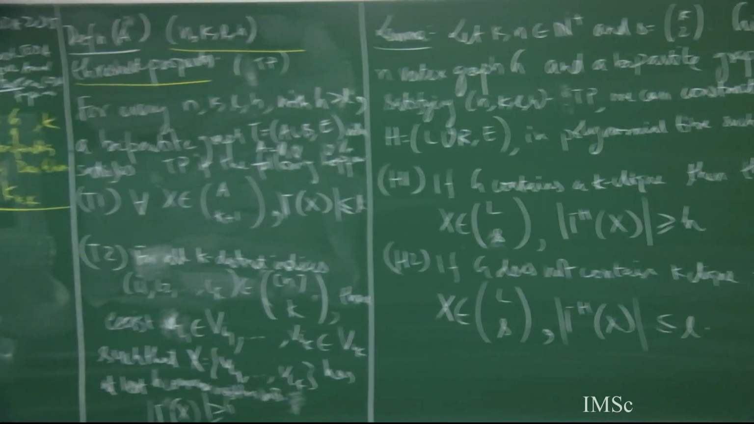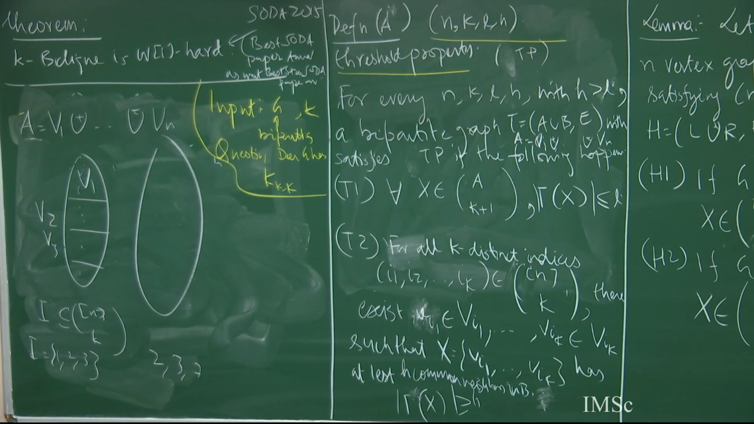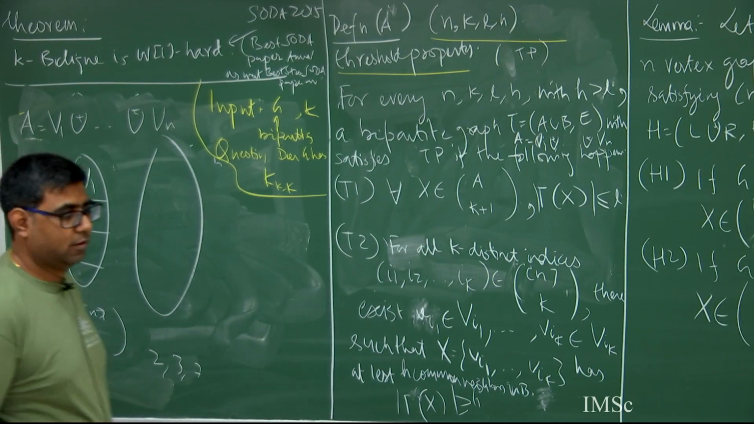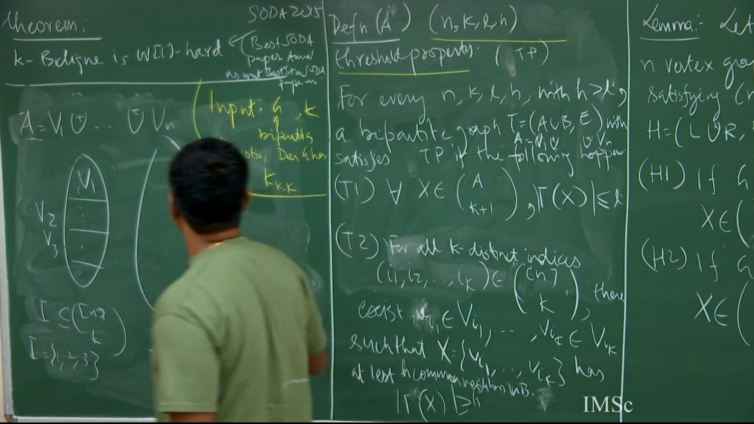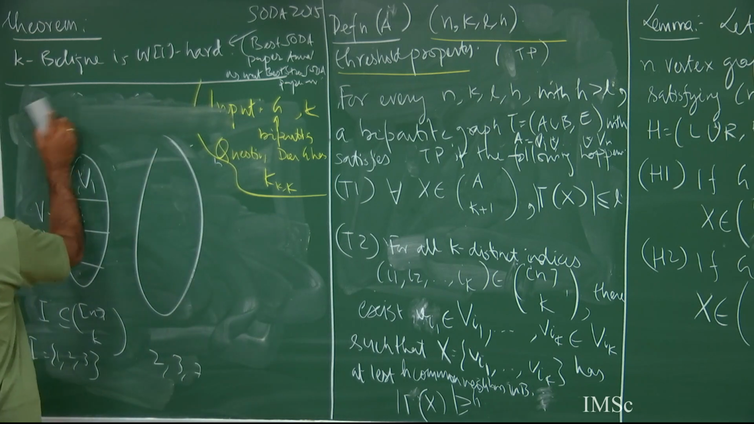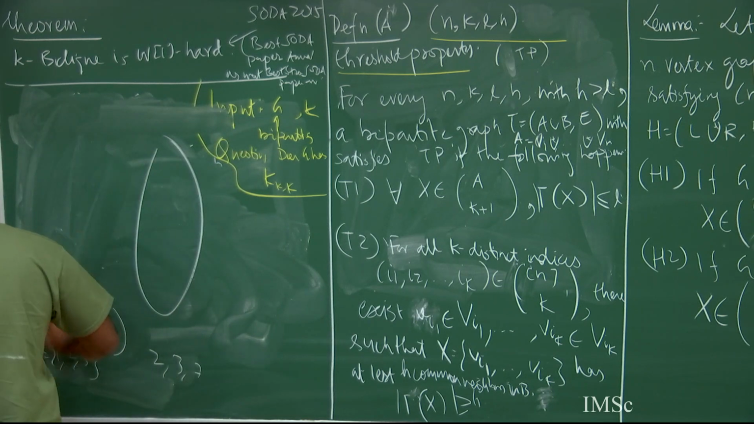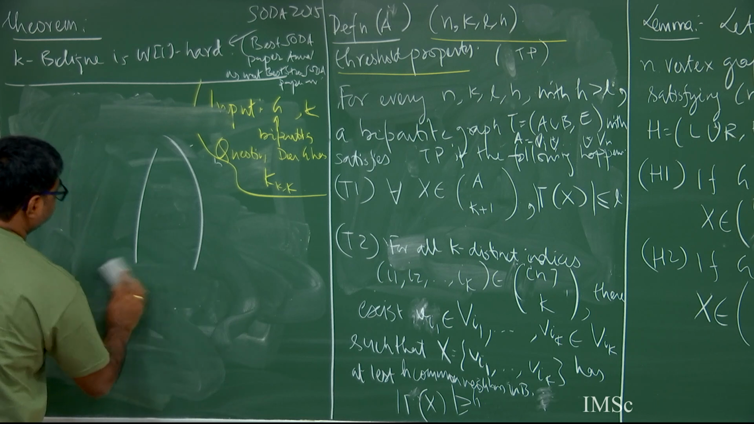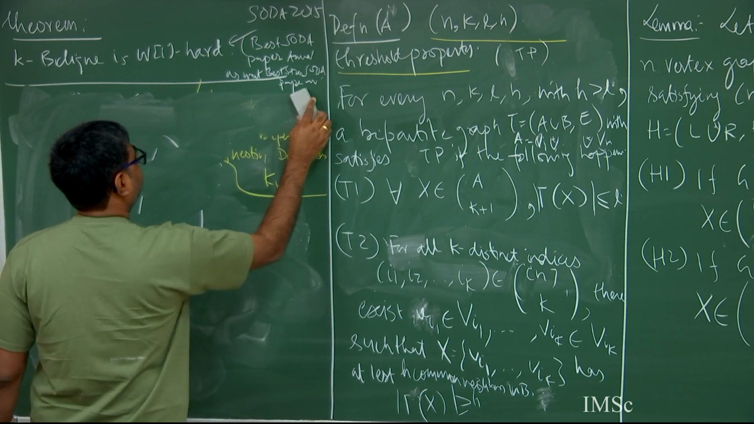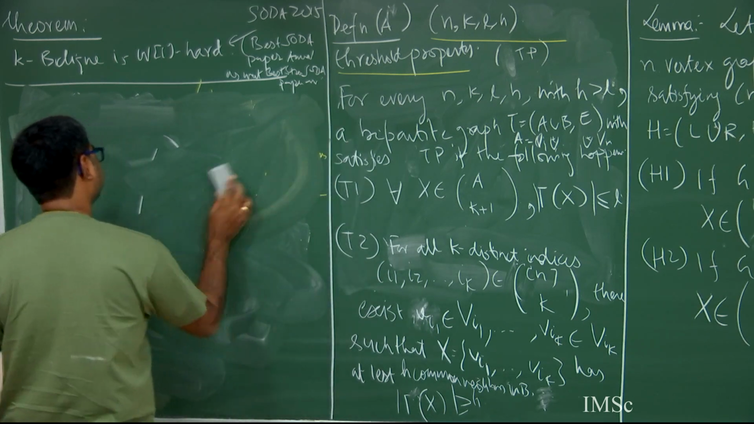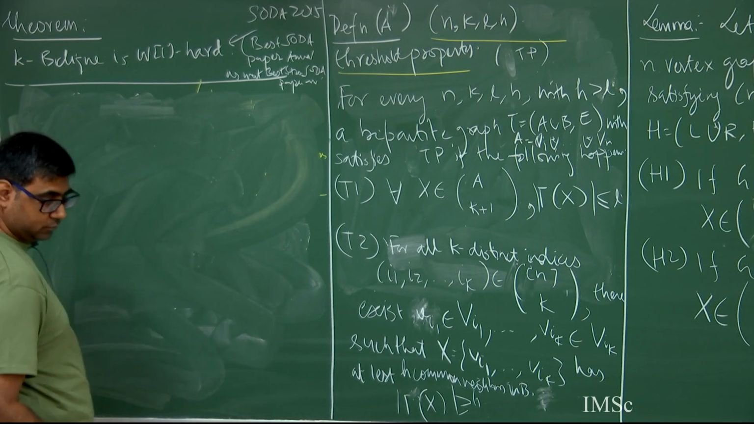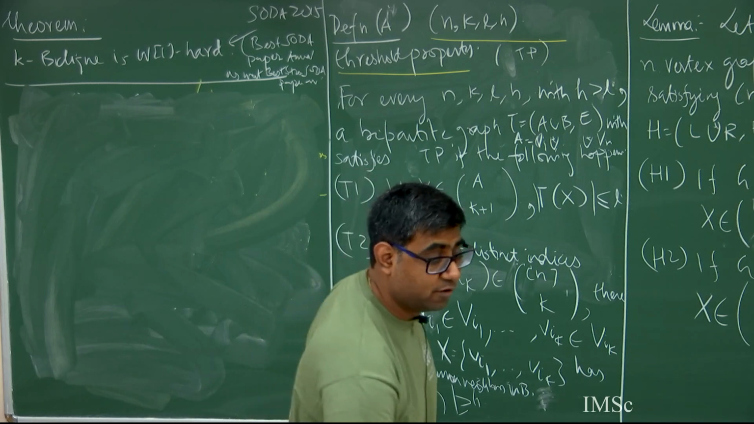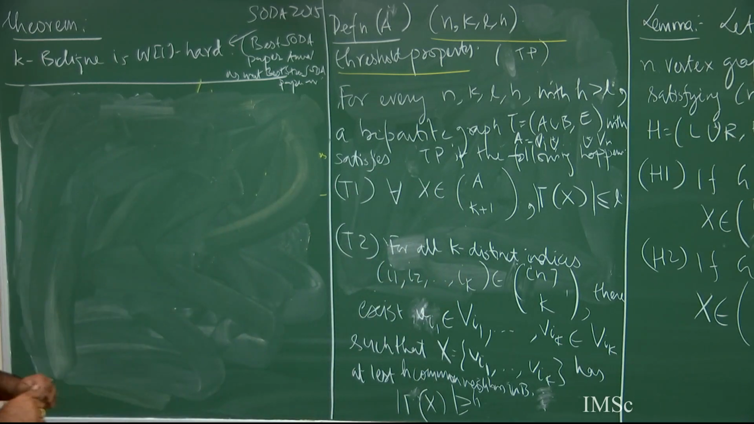Let's try to see a proof for this, which is actually very easy. So all of you have designed kernels, right? Especially parameterized by vertex cover. So how do you design a kernel parameterized by vertex cover?